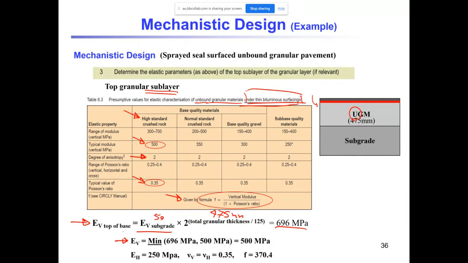Now we want to determine the Young modulus. Once we use this empirical equation, the other one is the presumptive value we read from the table, which is 500. We need to pick the minimum value. So the minimum value becomes 500 from the table. So the vertical Young modulus for the top layer of the unbound granular material becomes 500 MPa. Degree of anisotropy is 2, so you simply divide this one by 2. That will give you horizontal Young modulus. Granular material, Poisson ratio 0.35. Using this equation will give you F.